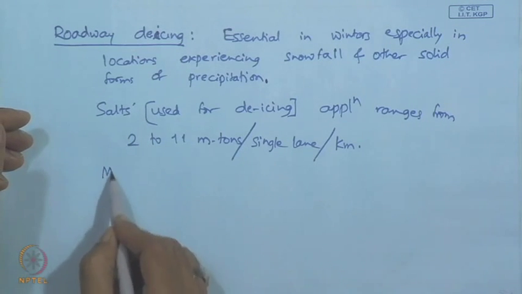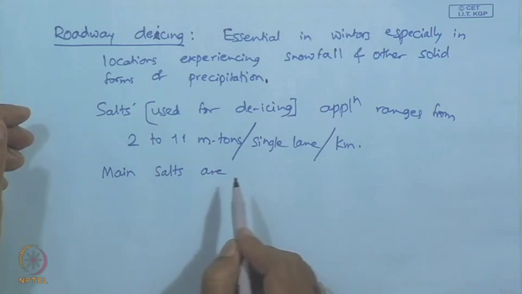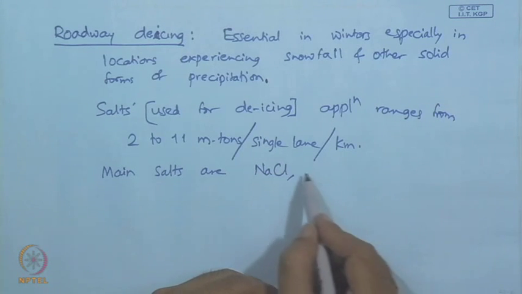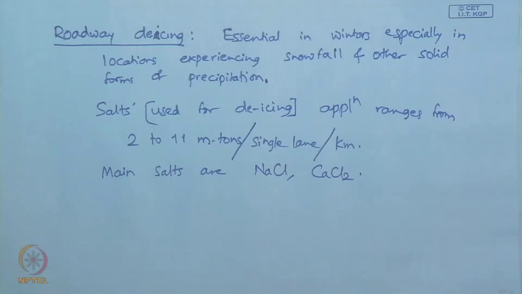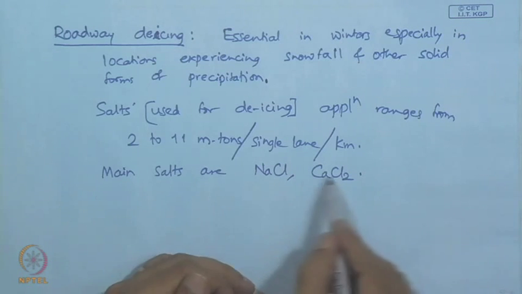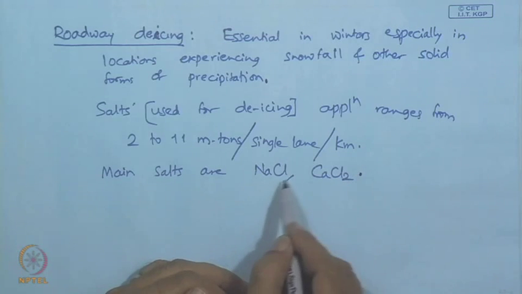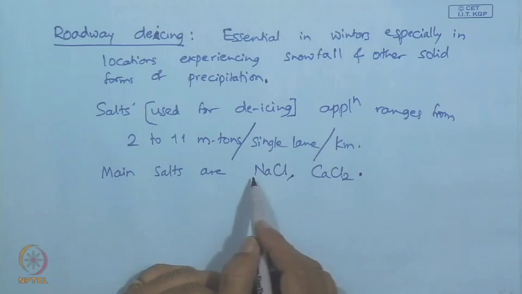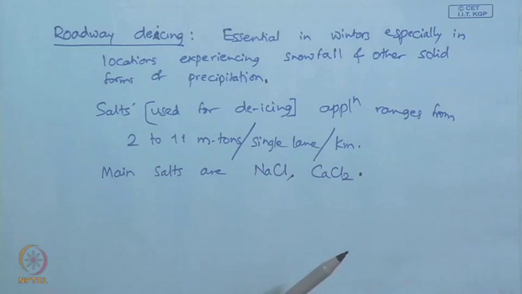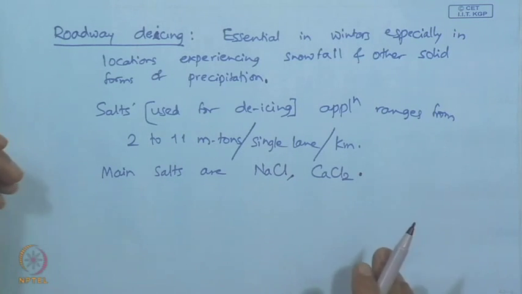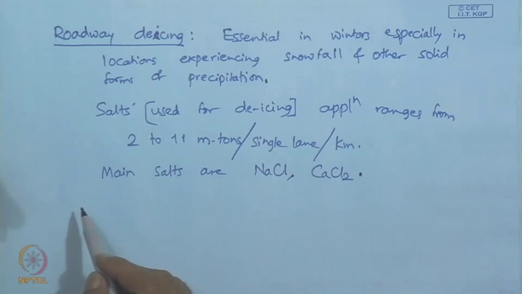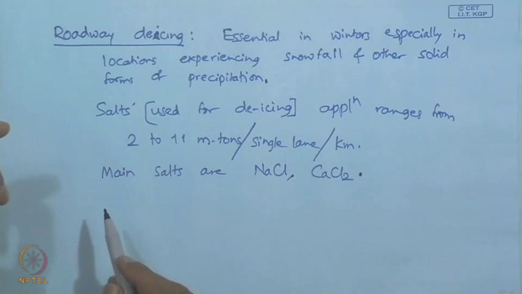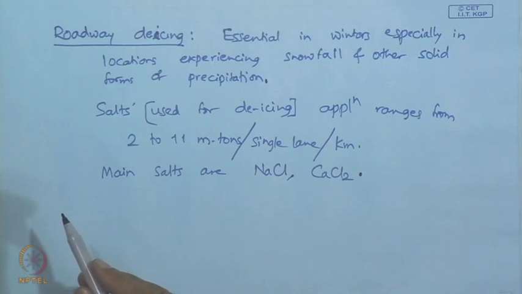The main salts are NaCl, sodium chloride, followed by CaCl2. These salts will percolate into the groundwater, and then they will increase the salinity as well as the chloride, sodium and calcium content. So, it is very important to consider this in the abatement or reduction of the pollutants. Next, saline water intrusion will be discussed separately in a new module.